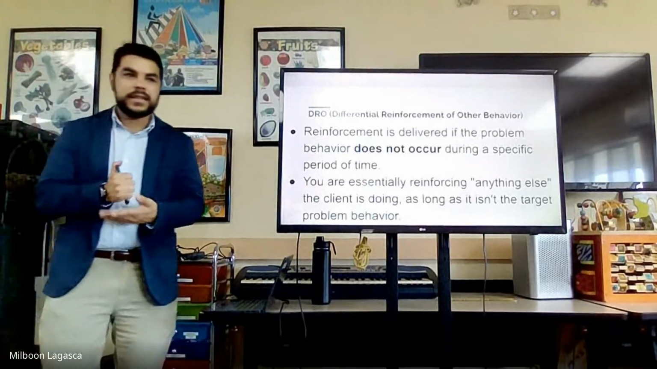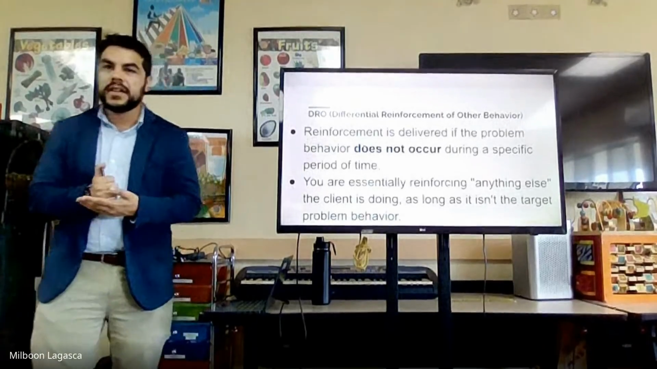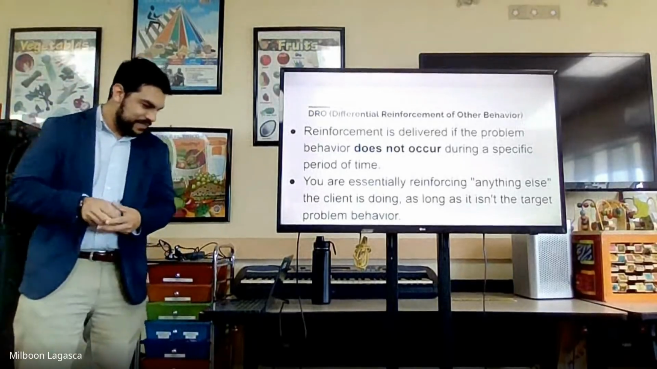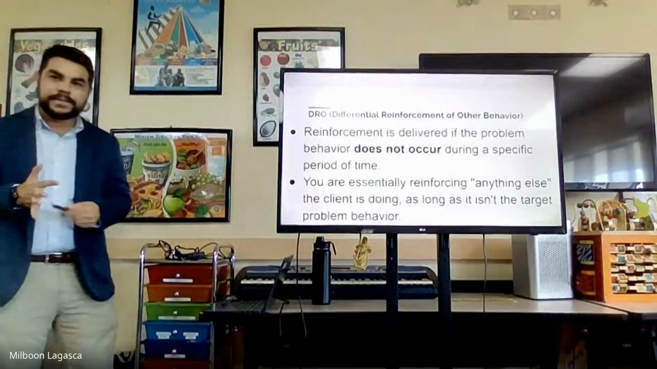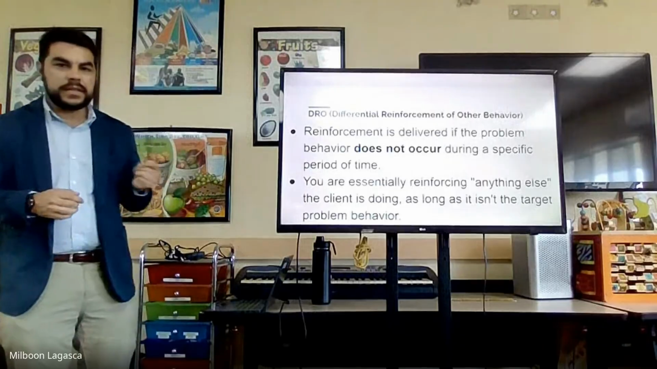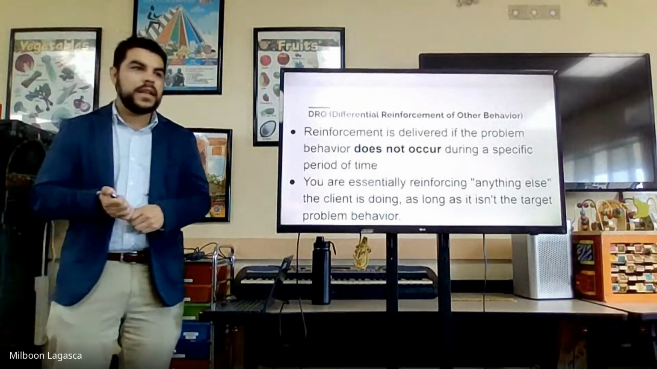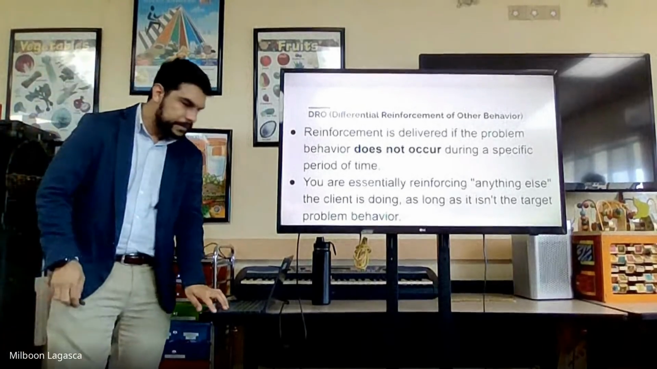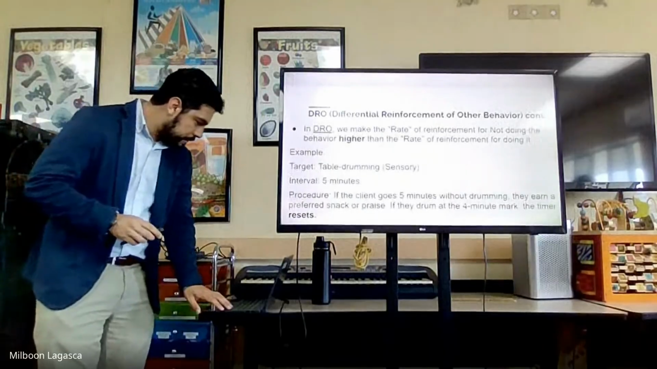And I have an example here after I see the pens come down. DRO, I'd say it's very easy. It's helpful to think about it alongside NCR. We can move on.